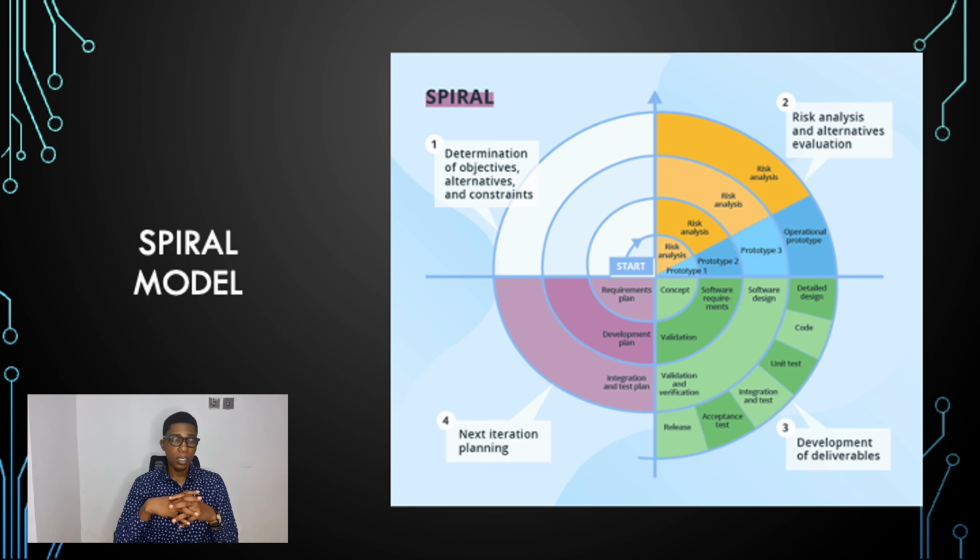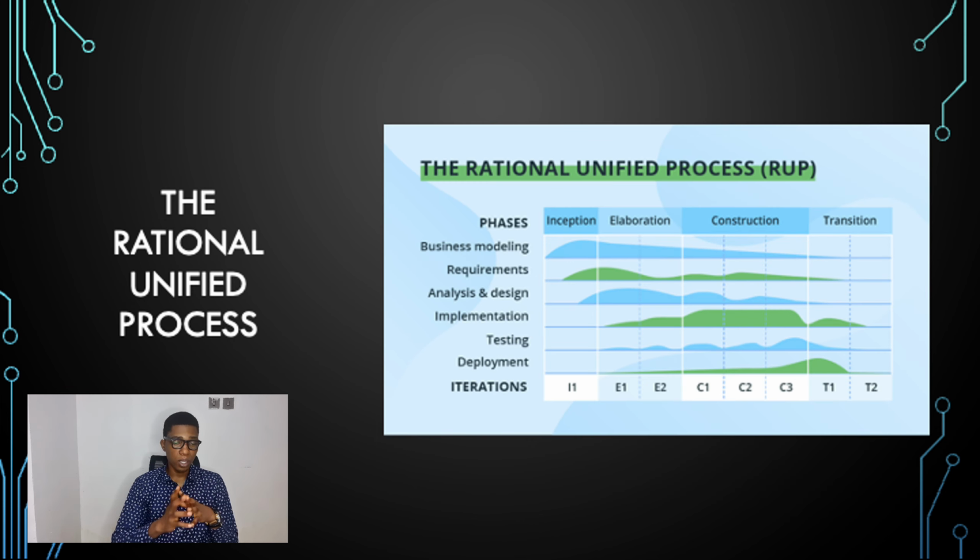So repeated spiral cycles can extend project timeframes. We also have the Rational Unified Process. The Rational Unified Process is basically a combination of linear and iterative frameworks. The model divides the software development process into four phases, which are inception, elaboration, construction, and transition.